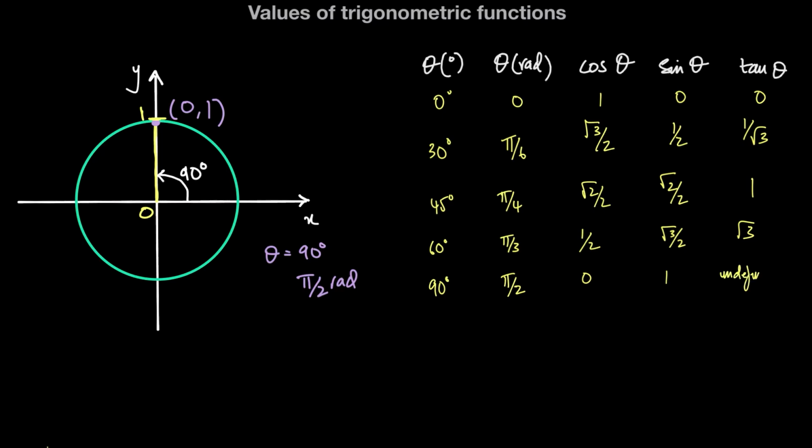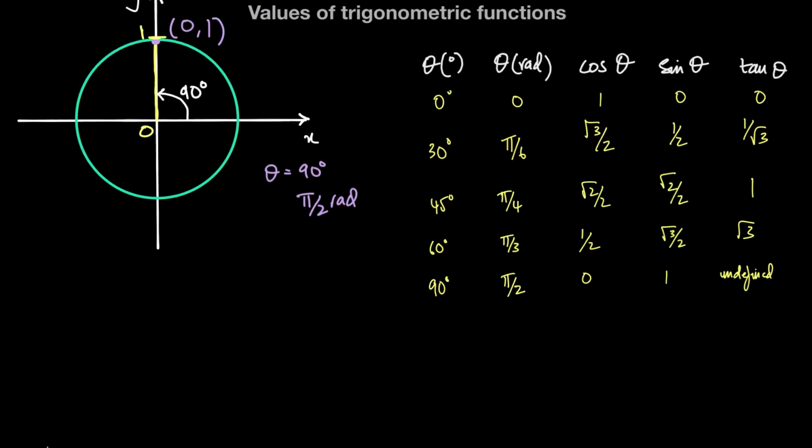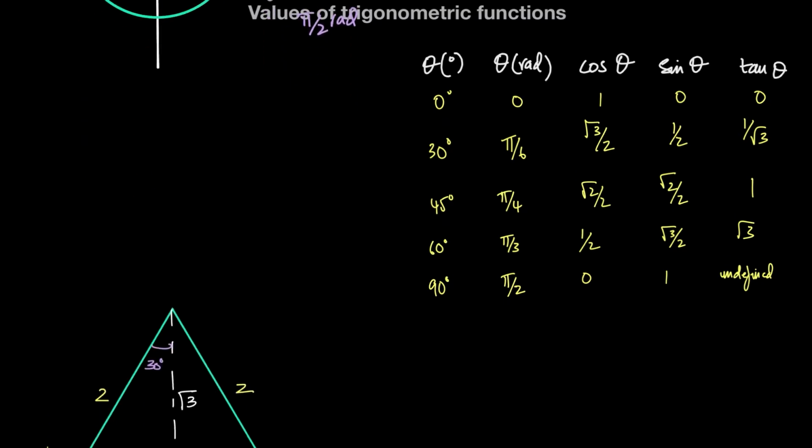undefined value, over here. So now these are some of the common values of theta, the angle in degrees or in radians over here, and the associated values of the trigonometric functions for these values of theta. And these are some values that are very useful to remember and you're expected to reproduce. And an easy way to remember these values, is to use the following triangles.